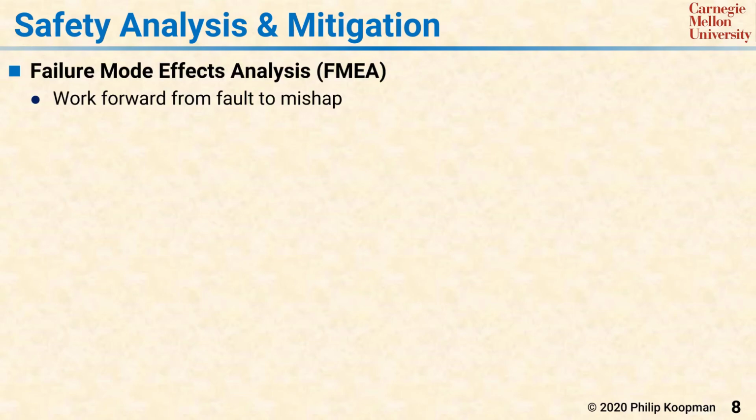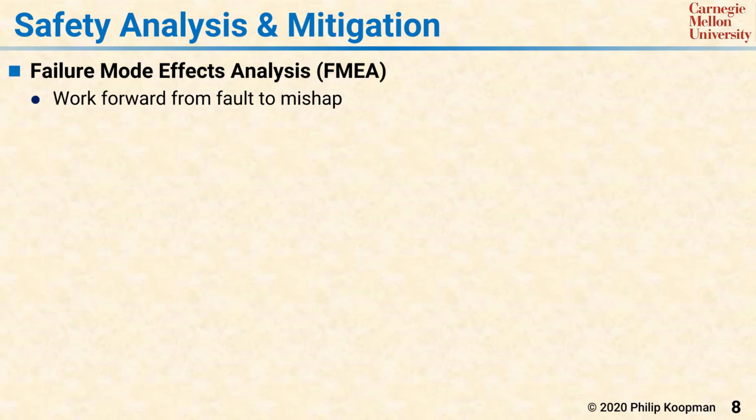Once safety requirements have been identified, analysis is used to determine if the system design meets those requirements. A failure mode effects analysis, or FMEA, is often used to deal with hardware faults in system reliability. An FMEA starts by hypothesizing that a hardware fault occurs. It then works forward from the known particular failure modes of that particular component to see what mishap might result.